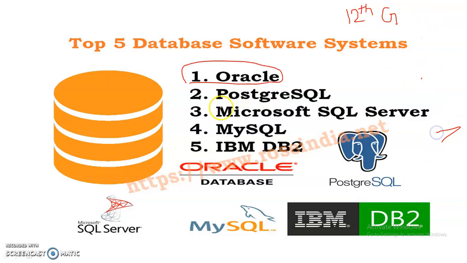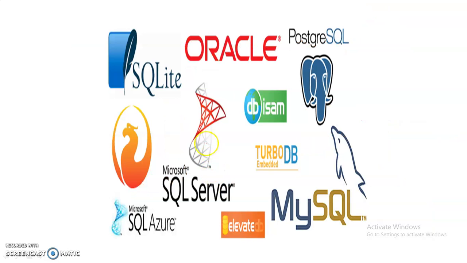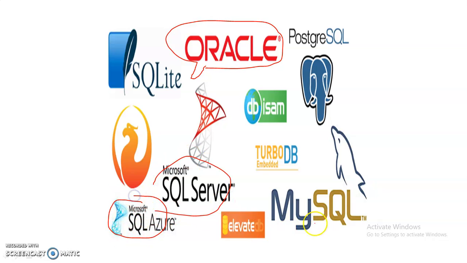PostgreSQL, Microsoft SQL Server, MySQL, IBM DB. So these are the top 5 database software systems in the recent trends of these applications, right? So these are the icons that are going to be used for this DBMS database management software: Oracle, Microsoft SQL Server, Microsoft SQL Azure, MySQL, SQLite, PostgreSQL. These are the images that they are going to use for the application software of database management system, right?